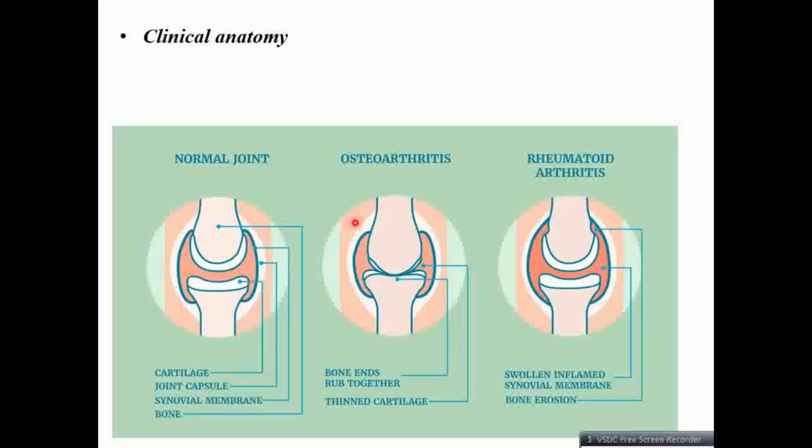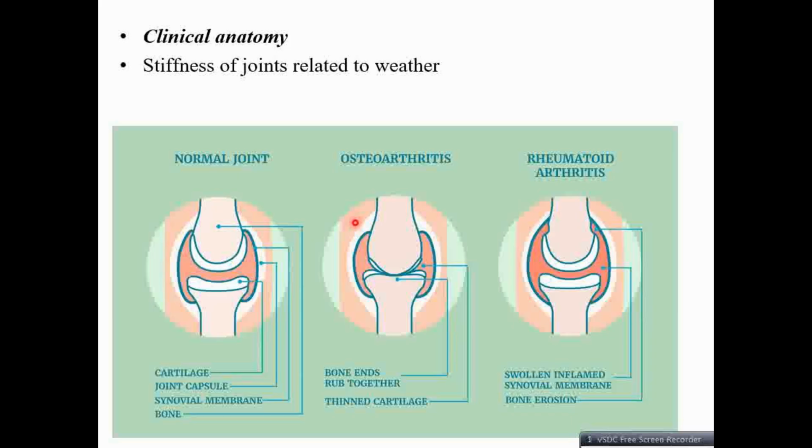Clinical anatomy. Stiffness of the joint related to weather. I have told you why the stiffness is there, because of viscosity. In cold temperature the viscosity increases, which leads to stiffness of the joint. Osteoarthritis and rheumatoid arthritis.